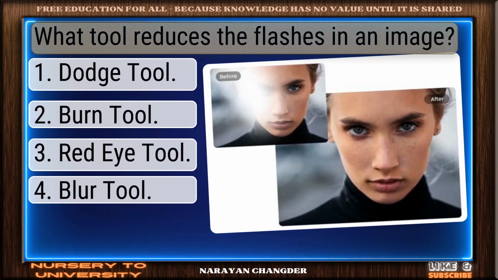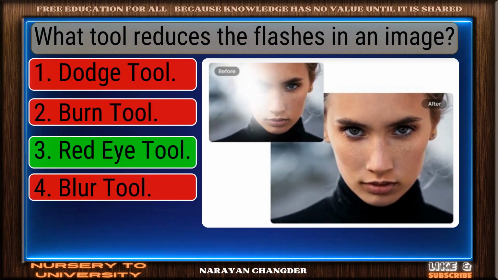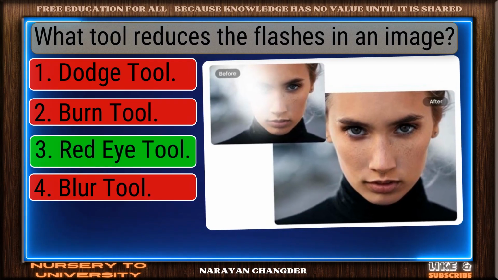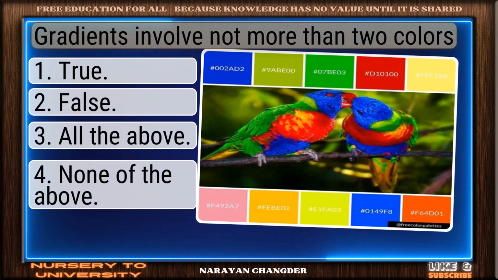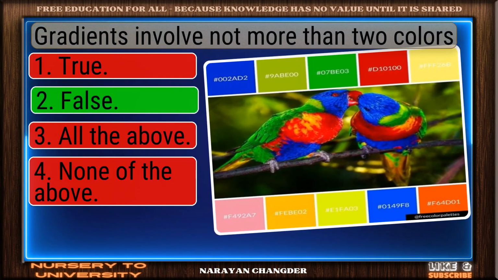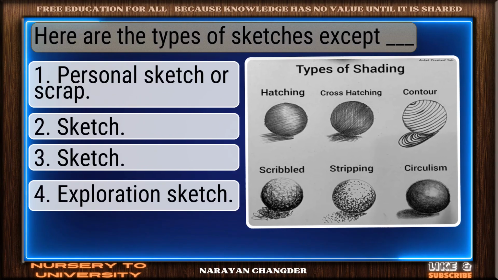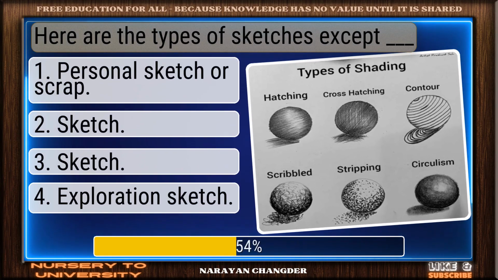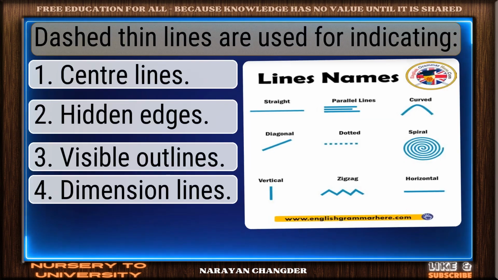What tool reduces the flashes in an image? On track. Red eye tool is correct. Gradients involve not more than 2 colors. You chose false? Correct. Here are the types of sketches except dash. Excellent choice. Sketch is right.